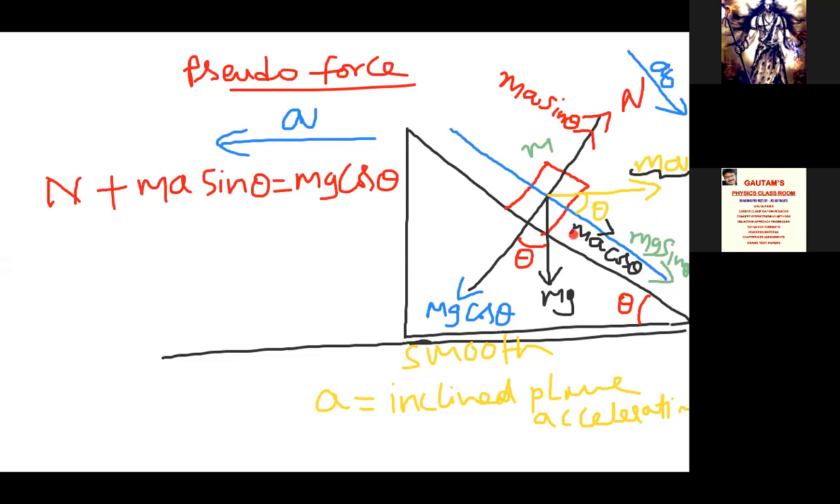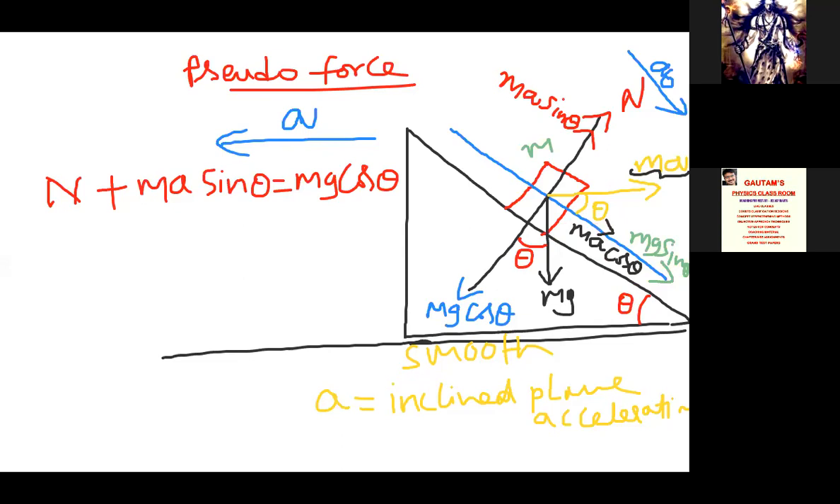downward. That means these two forces are pulling the block down. Why is the block coming down? One is mg sin theta, that's the weight component, and the other is ma cos theta. So the forces responsible to make the body come down are mg sin theta and ma cos theta. Those two forces are there.